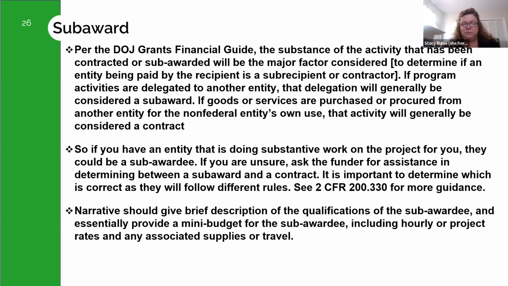So if someone's doing substantive work on the project for you, and I'll give you an example of that in a minute, they would be a subawardee. If you're unsure, ask the funder for assistance between the subaward and contract. And there also is more guidance in the uniform guidance. It's section 200.330. The narrative for the subaward should give a brief description of the qualifications of the subawardee and essentially provide a mini budget for the subawardee, including hourly or project rates and any associated supplies or travel.